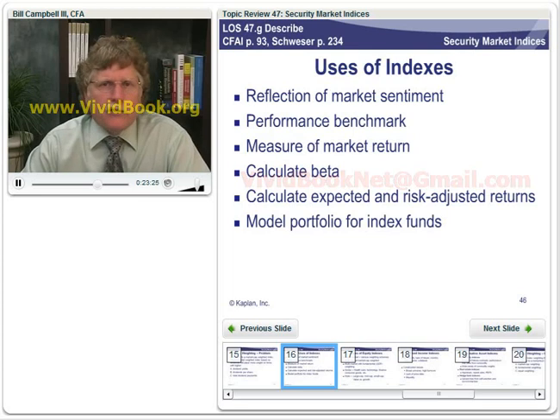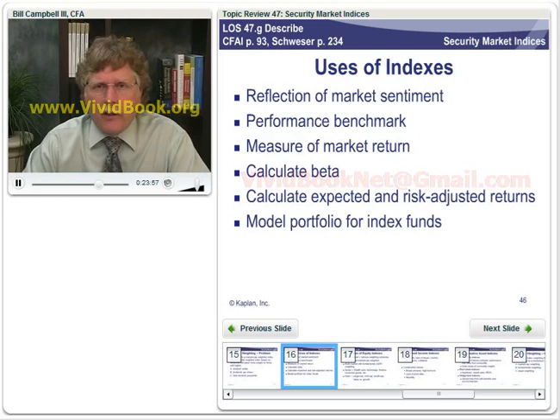Frequently, indices are used as performance benchmarks. If you recall from the study session on portfolio management, part of the initial work in managing a portfolio is to establish a benchmark against which your performance is going to be measured. It's also a measure of the market return. If you have, say, a broad market index, then the return on the index would give you a good indication of the return on the market.